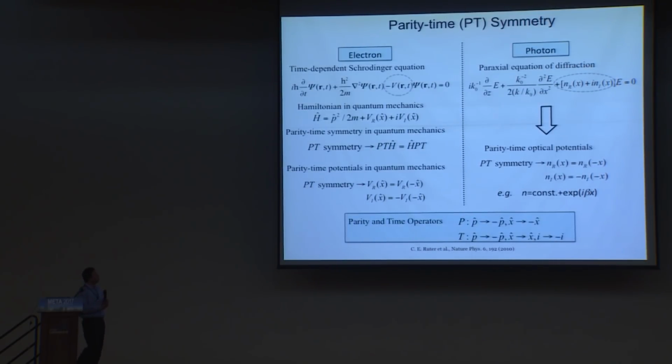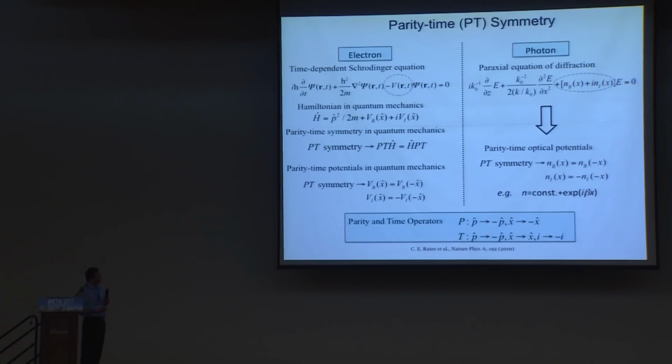Now, as you already saw in Professor Laurie's talk, for photonic systems there is a strong analog as well, where the Maxwell equation, actually the paraxial equation of diffraction, shows that you can apply the same operation for P and T. That requires the optical potential to be the index plus the imaginary part of the index. It's a complex number. Now, the real part of the index has to be symmetrical, and the imaginary part has to be asymmetrical.